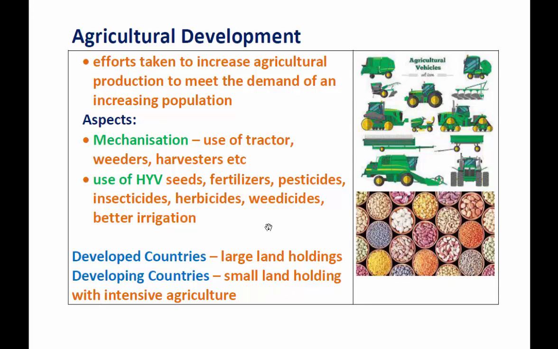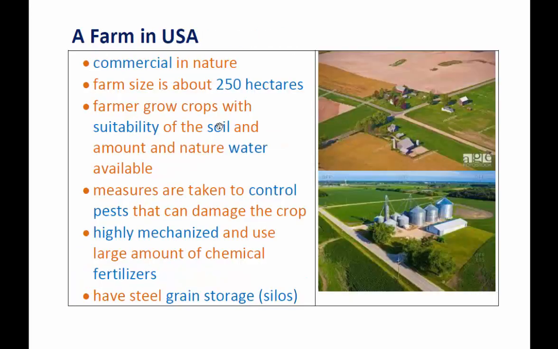Okay, so let us see a farm in USA. The farming in the United States of America is naturally commercial in nature. Okay, they are for selling, not for family consumption. Okay, and also their farms are usually very, very big. Farm size is about 250 hectares. This is the minimum size. Okay, they have more than this also.